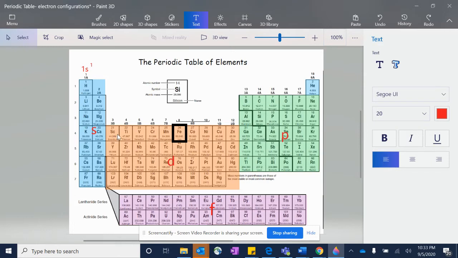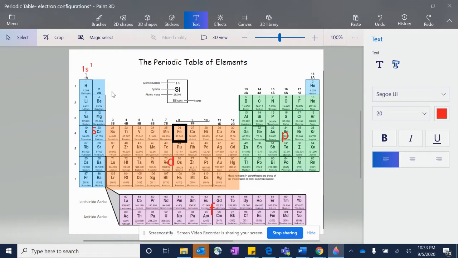Before we get started, I just want to remind us of a couple of trends and patterns we can use in the table to help us. The first one is that the energy level, or the big number in our configuration, will equal the row number, or the period number. So row 1, we are in the first energy level. Row 2, we're in the second energy level, third, fourth, fifth, etc.